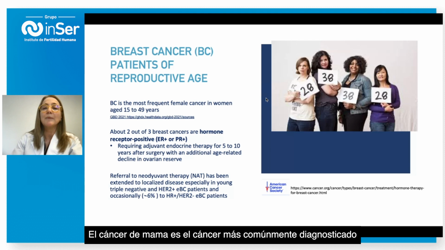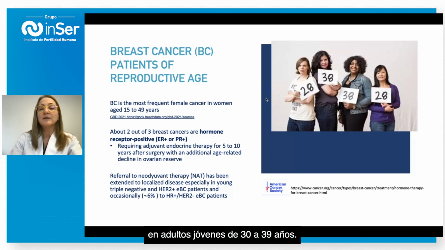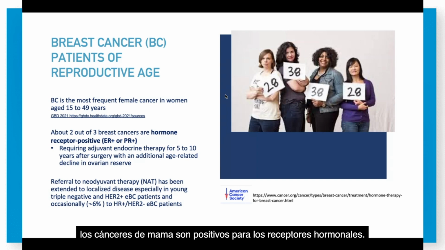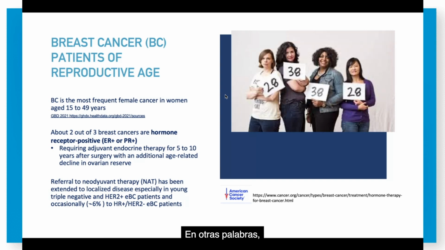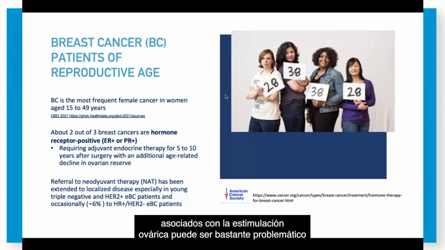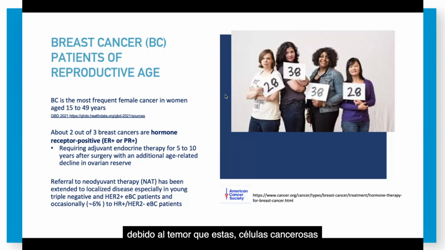Breast cancer is the most commonly diagnosed cancer in young adults aged 30 to 39 years. About 10% of breast cancer diagnoses are in women under the age of 45. And about 2/3, or 2 out of 3, breast cancers are hormone receptor positive. In other words, for these women, having the high estradiol levels associated with ovarian stimulation can be quite troublesome because of the fear that these cancer cells might proliferate under the effect of estrogens.